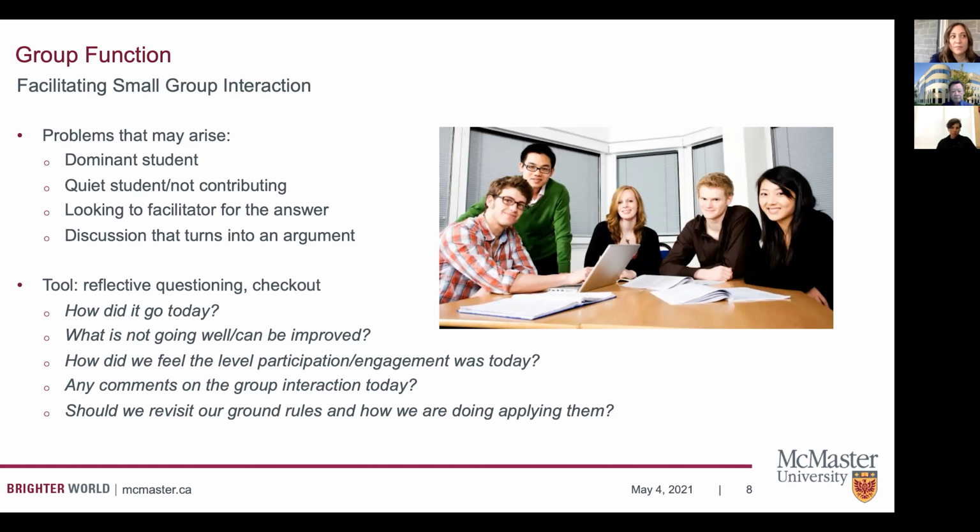So tools that they suggest that may help if you run into some of these problems are reflective questioning and using feedback or checkout. So questioning, like: how did it go today? What is not going well? What can we improve the next time? Or how did we feel the level of participation and engagement was today? Was it equal? Is there something we need to work on there? Any comments on the group interaction? If you're really concerned, then should we revisit our ground rules? How are we doing in applying them? Those were some of the tools that they suggested, using questions as opposed to telling them outright, this is what I observed. Sometimes it's helpful if you get them to reflect back what they're noticing.